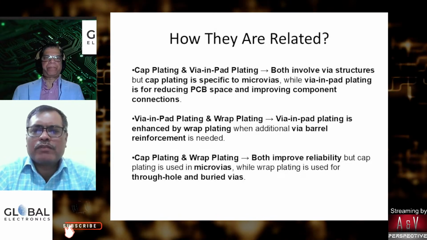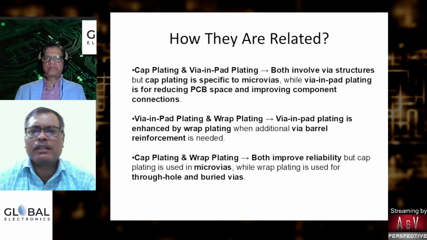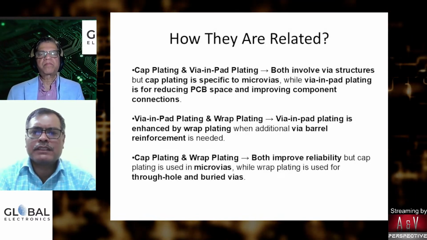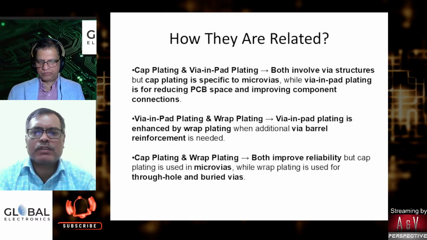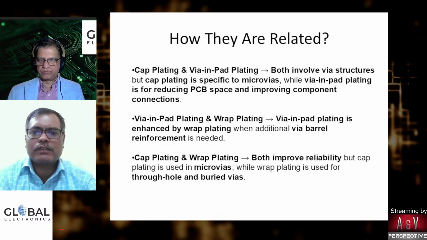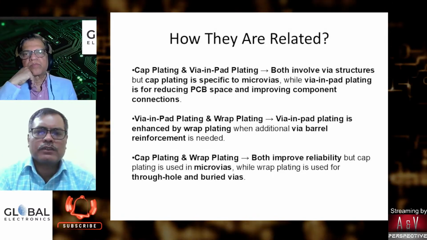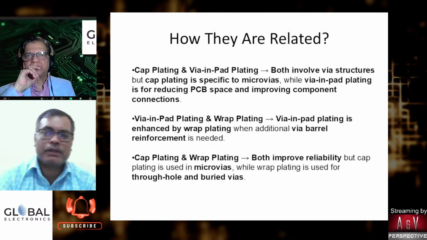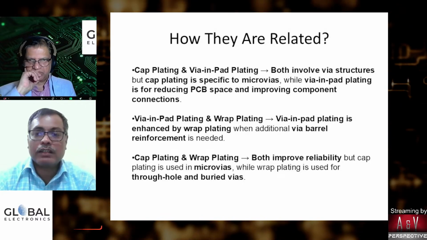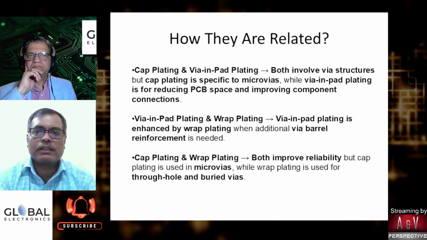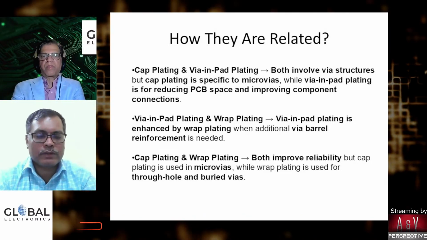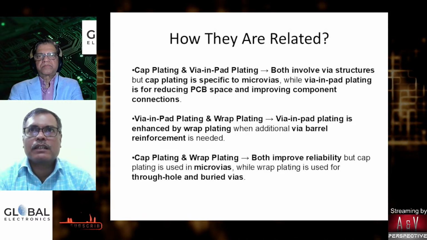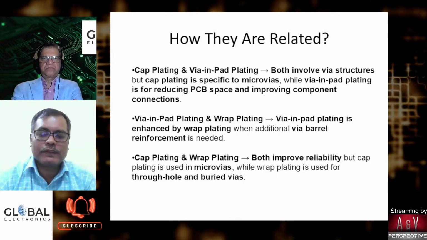So one point I want to make is how they are interrelated, how the cap plating and via plating are put together. Both make a via structure. But cap plating is specific to microvias, while via in pad plating is for reducing PCB space and improving component connections. So the point is they are interrelated. They are not separate. One PCB may have cap plating and via plating everywhere, and the effect is an overall impact put together. So the reliability issue is an overall impact. You can go to the next slide.